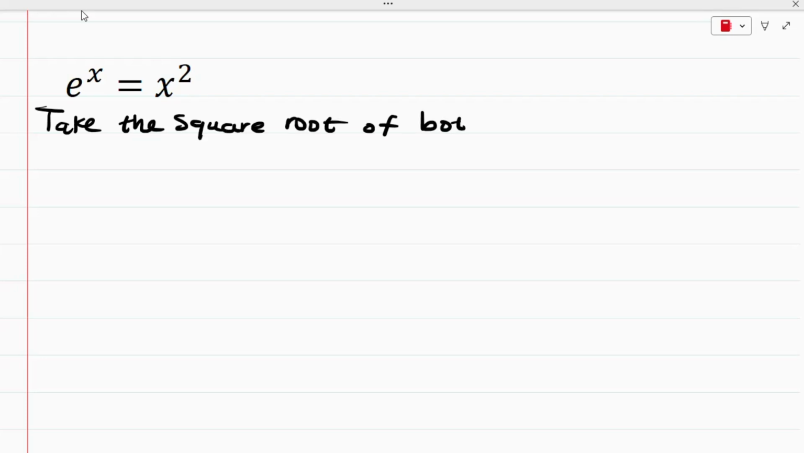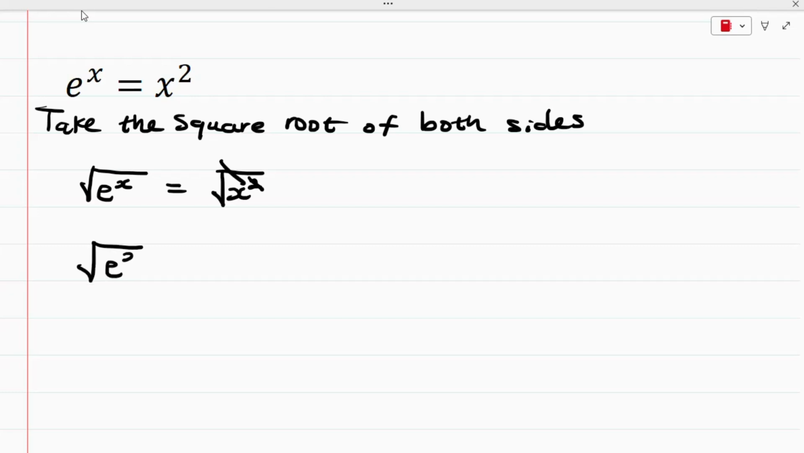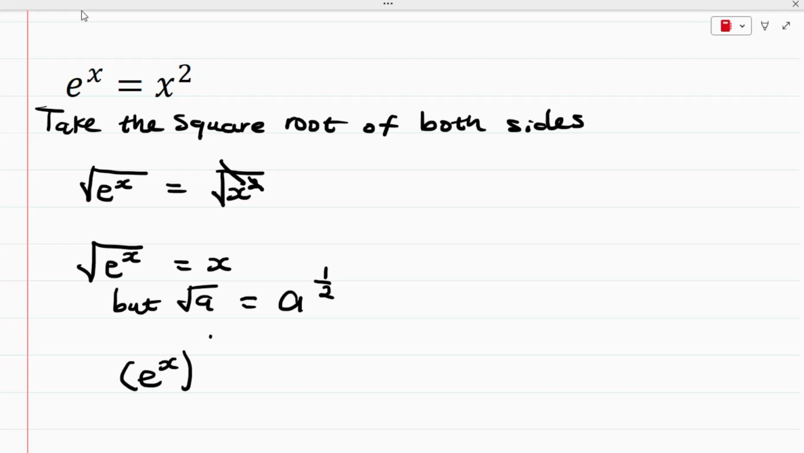Taking the square root of both sides, we have the square root of e raised to the power of x is equal to the square root of x squared. So this cancels out this, and we have the root of e raised to the power of x is equal to x, which is also known as exponential x. But we know that the root of a is equal to a raised to the power of 1 over 2. So the left-hand side of the equation is going to be e raised to the power of x, all to the power of 1 over 2, is equal to x.